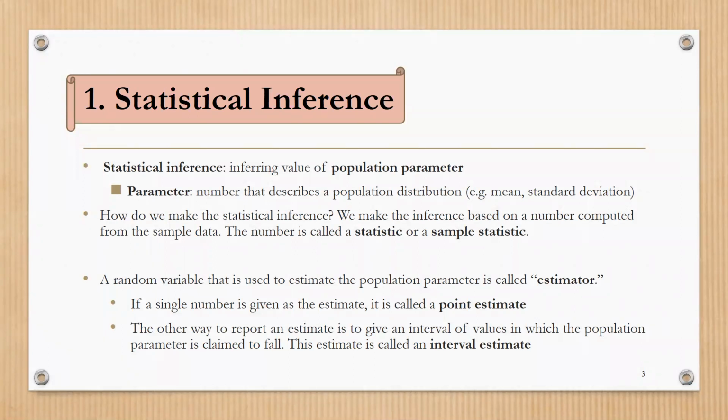A random variable that is used to estimate the population parameter is called an estimator. If your estimator is a single number, then it is called a point estimate. And if your estimator is an interval, then we call it an interval estimate.